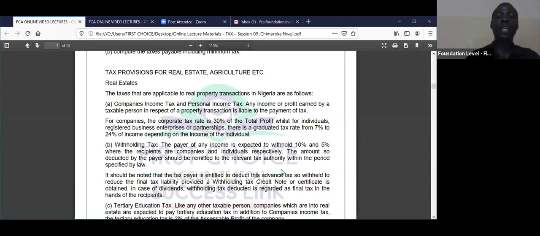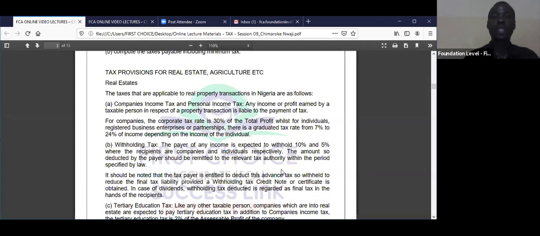Any income or profit earned by a taxable person in respect of property transaction is liable to the payment of tax. So if a company is in a real estate business, that company is liable to pay the company income tax. For the benefit of the syllabus, which did not incorporate the Finance Act of 2019, we're going to say the tax rate is 30%. I think that is what we'll be using, except in the exam you are stated otherwise.